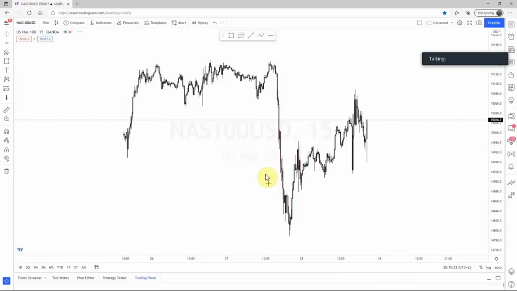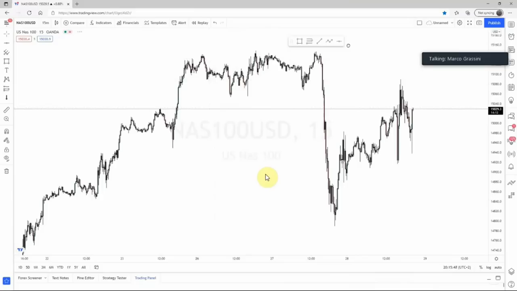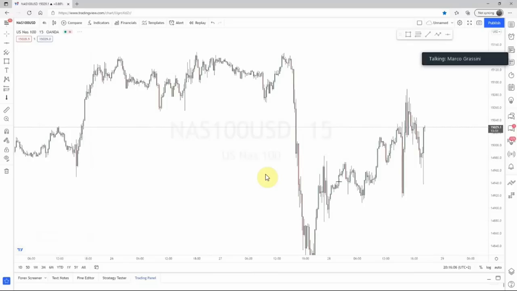Okay. So what we're actually going to do today is put everything together, guys. I'm going to make this as simple as possible by putting together everything that we've learned. So let's start by analyzing the 4-hour chart. This is how we start.